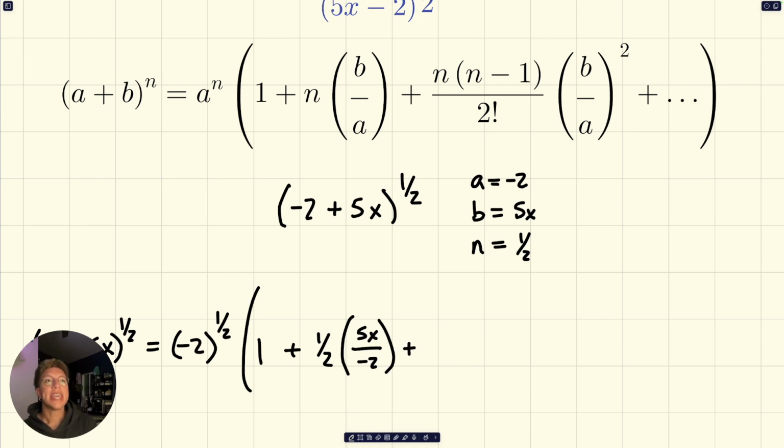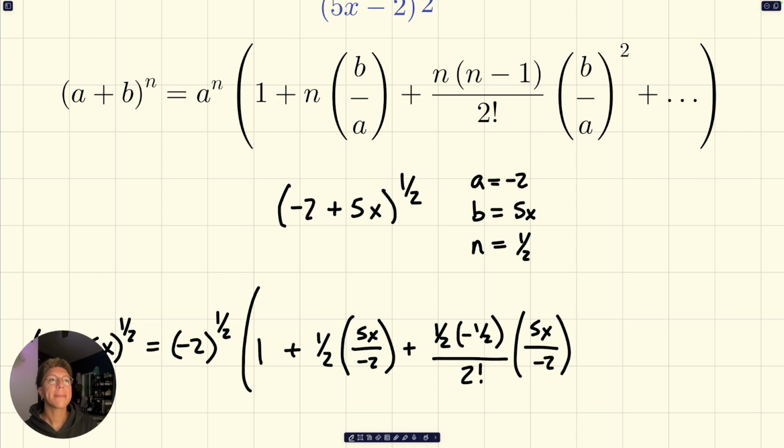Our next term is n, again 1/2, times 1/2 minus 1, which is -1/2, and all of that is over 2 factorial. And that's multiplied by 5x over -2, and that's all squared. And so this is the first 3 terms of our expansion. If we wanted to, we could take this further, and for now we'll just put ellipses there. That is our binomial expansion of this expression here.